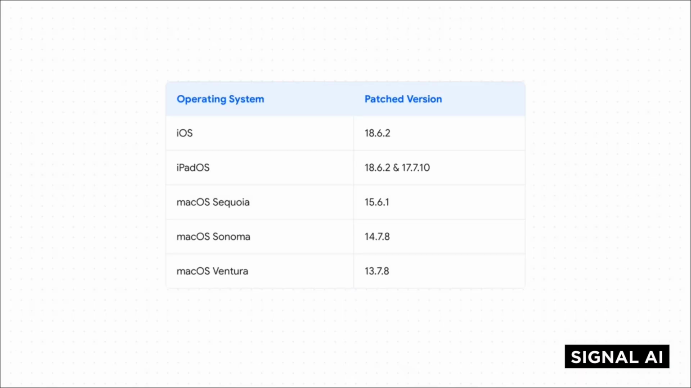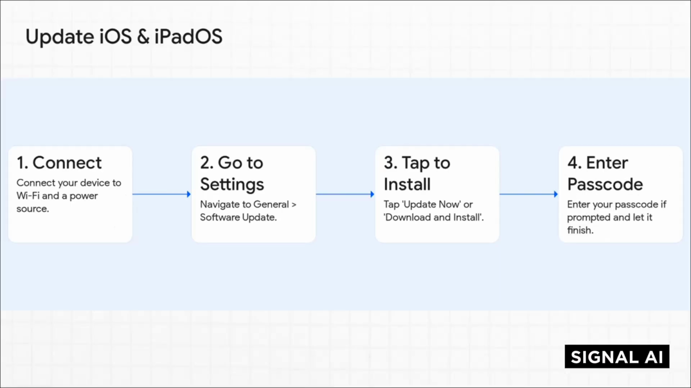So take a look at this table. You need to check your devices and make sure you're running these specific versions or something newer. We're talking about your iPhone, your iPad, and your Mac. Double-check those version numbers. For your iPhone and iPad, you know the drill. It's super simple. Just make sure you're connected to Wi-Fi and plugged in. Then open up the Settings app, go to General, then Software Update. You'll see it there. Just tap Update Now or download and install. Seriously, don't put this off.